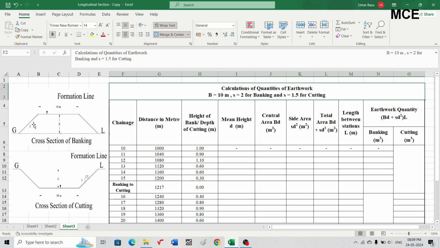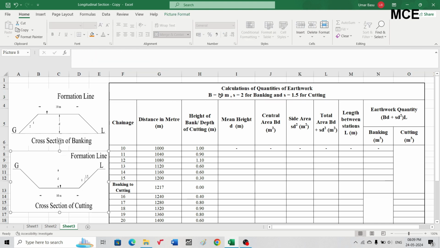Okay, so side slope: this is 1:2 in banking, that is 1 vertical to 2 horizontal, and for cutting it is 1 vertical to 1.5 horizontal. And formation width, this is 10 meter. This top width is 10 meter.